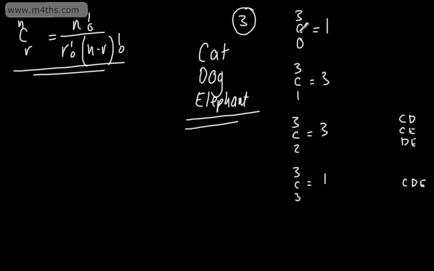3C0, 3 items. How many ways can we choose none of them from there? Well, the answer is 1. How many ways can we choose 1? Well, on here, if we think about it, we've got a cat. I'll just write this out. Cat, a dog, or an elephant. What about 2? Well, again, cat and dog, cat and elephant, dog and elephant. What about 3? Cat, dog, elephant.